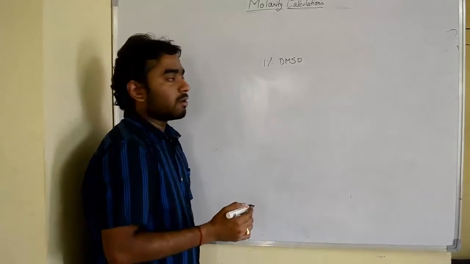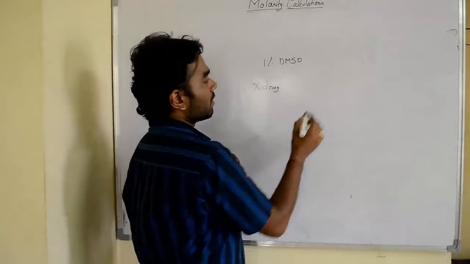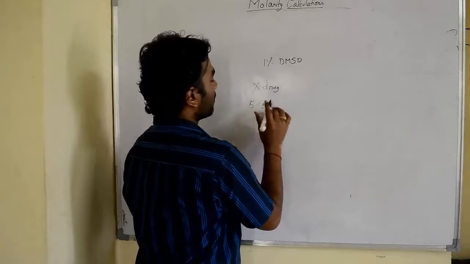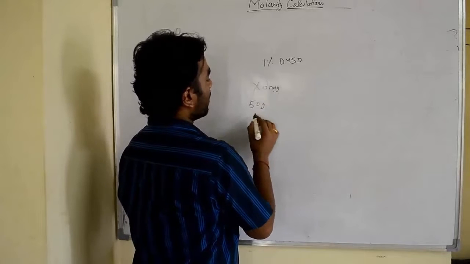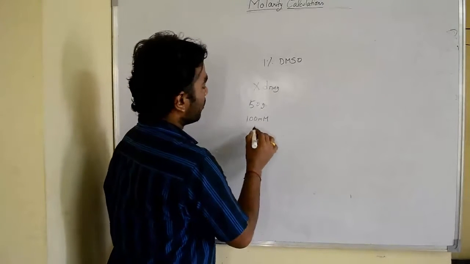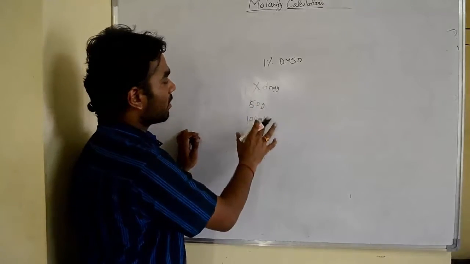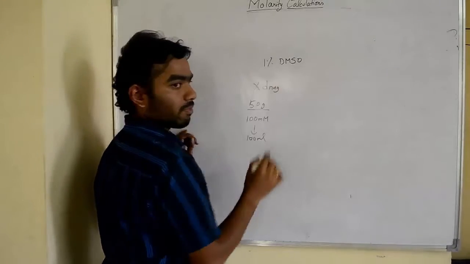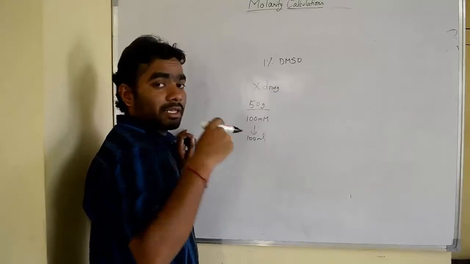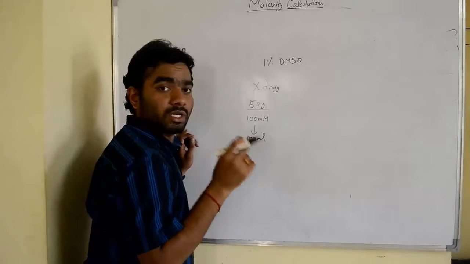then how do you prepare it? For example, you have some X drug with a molecular weight of 50 grams, and you want to prepare 100 millimolar in 100 ml. See, you have X drug which has a molecular weight of 50, and you want to prepare a concentration of 100 millimolar in 100 ml, and that is not soluble in water, and you have to add some DMSO at 1%. So in this case, how would you prepare it?